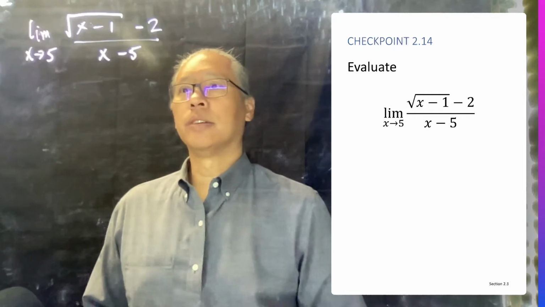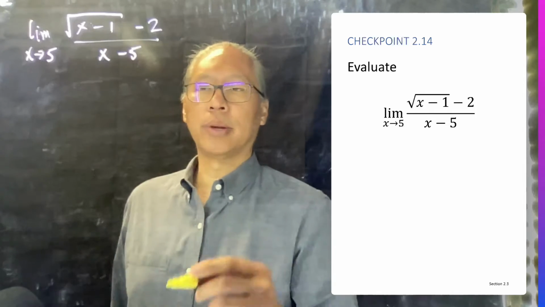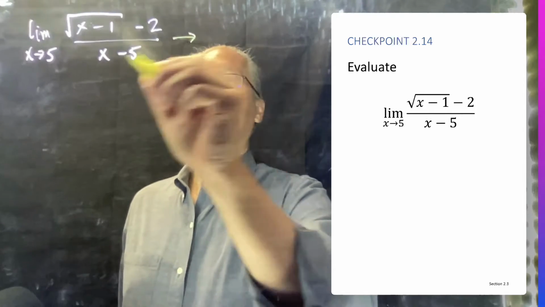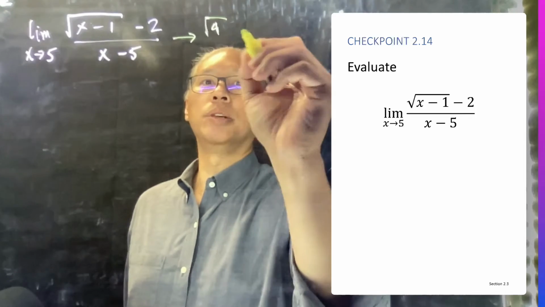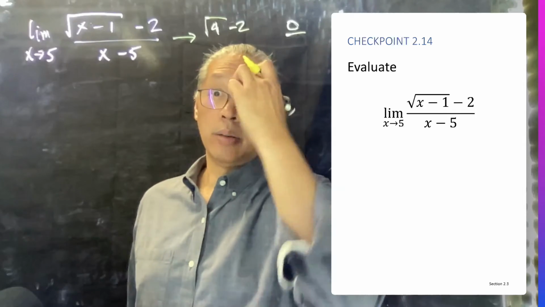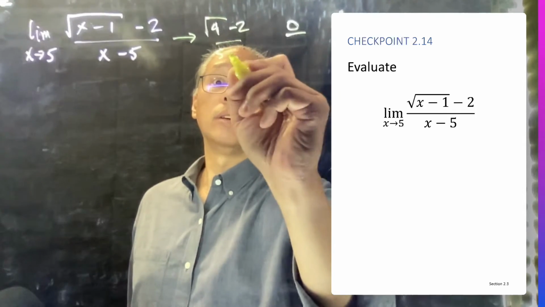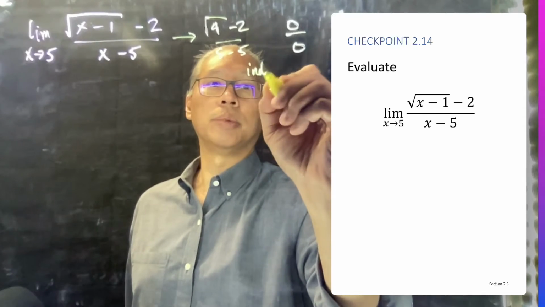So if we're interested in doing this, the first thing we probably want to do is put a 5 in and see what happens. When we put a 5 in, we're going to get the square root of 4, which is 2, minus 2. That's going to give us a 0 in the numerator. And we'll put 5 in the denominator, and we're also going to get 0. So this is indeterminate.